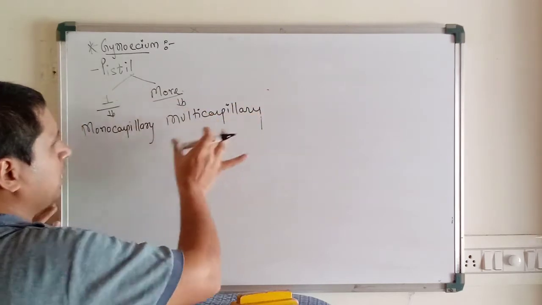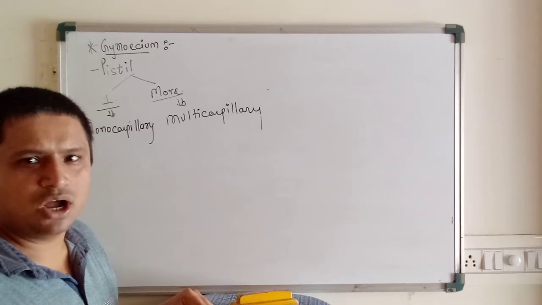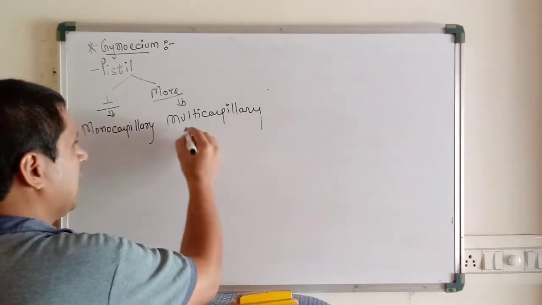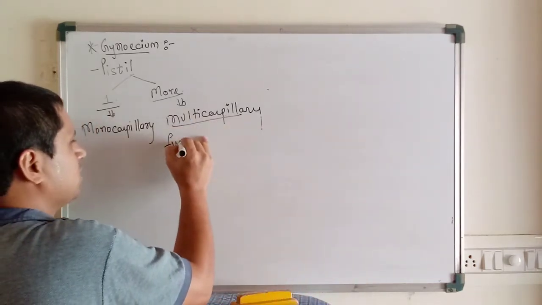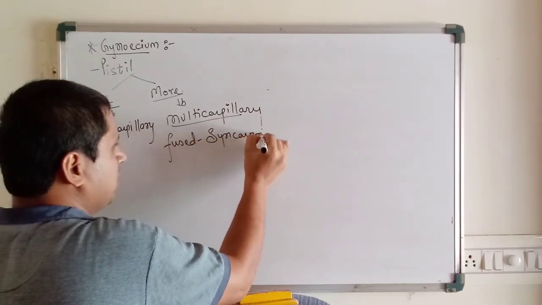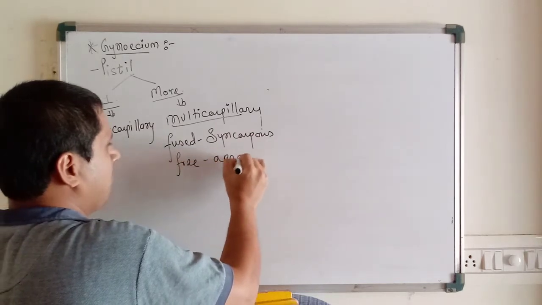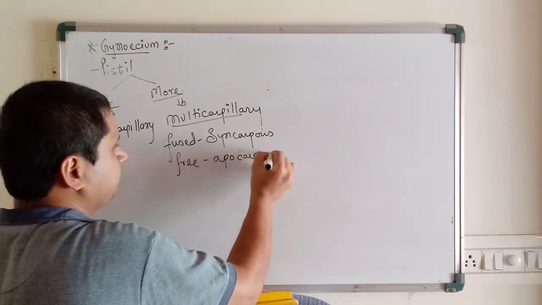Now again, in this multicarpellary pistil, the pistils may be fused with each other, or free. If fused, it is known as syncarpous. We have already studied this in the 11th standard. And if free, it is known as apocarpous.